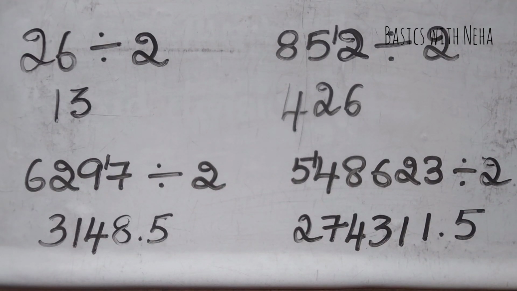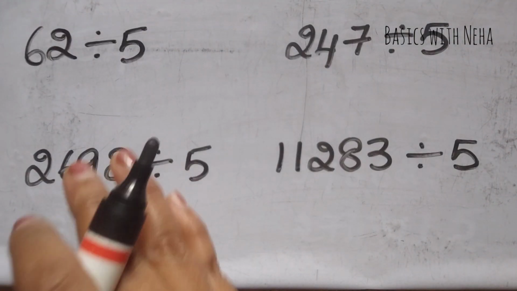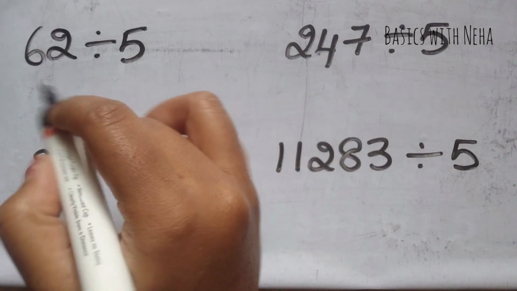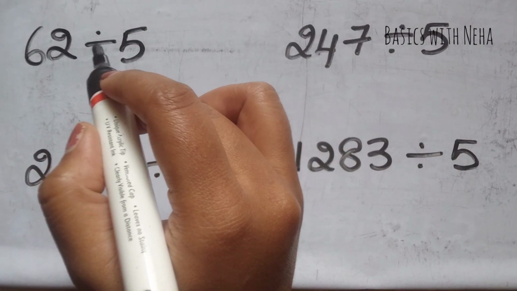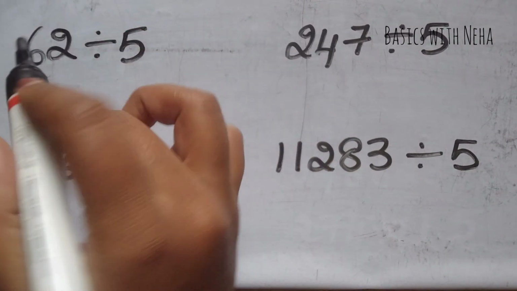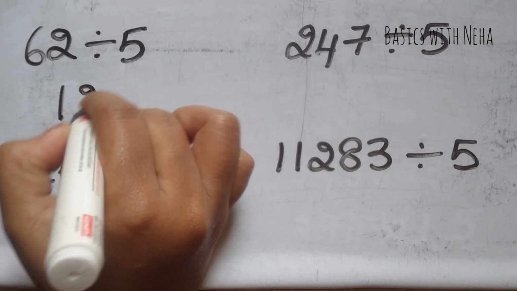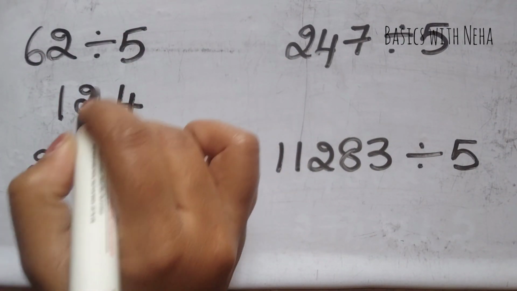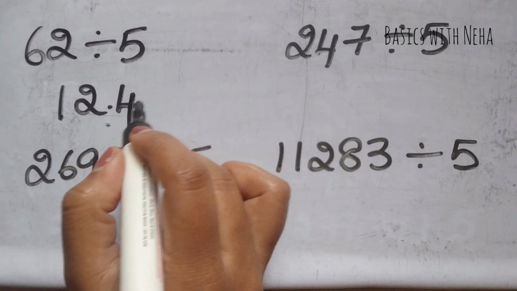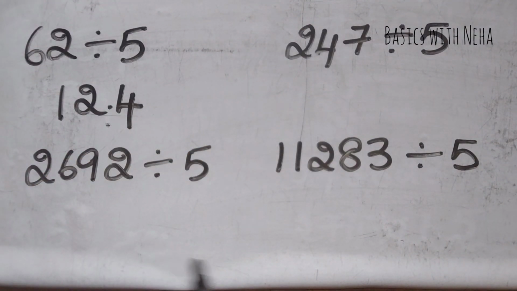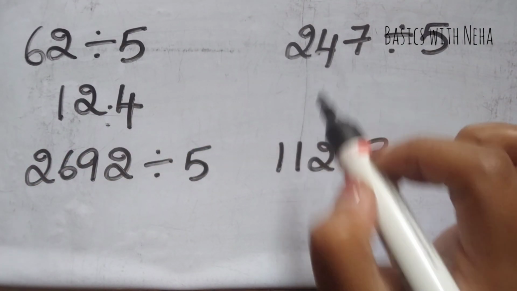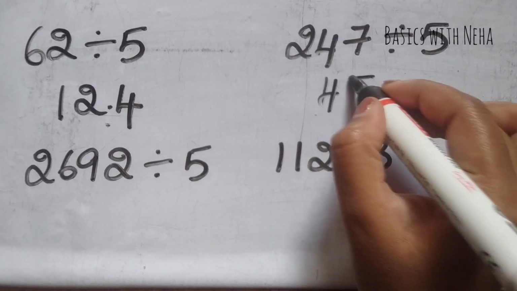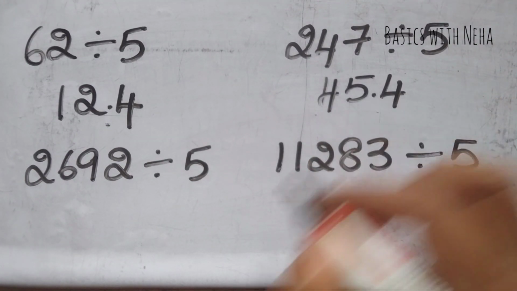Now let's try division of any number with 5. Division of any number with 5, we have to double the number and put the decimal place, leaving one digit from the right side. When I double 62, it will be 124. Now you have to put the decimal after one place from the right side. Now if I have to double this, it will be 154. Put a decimal place after that.